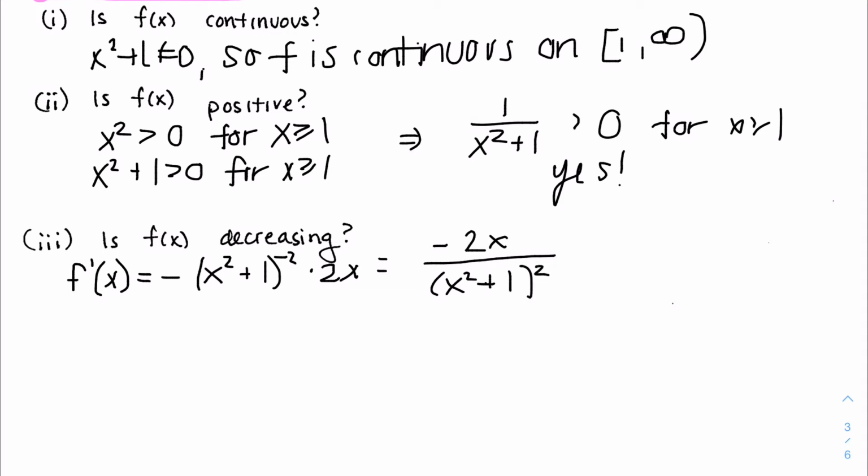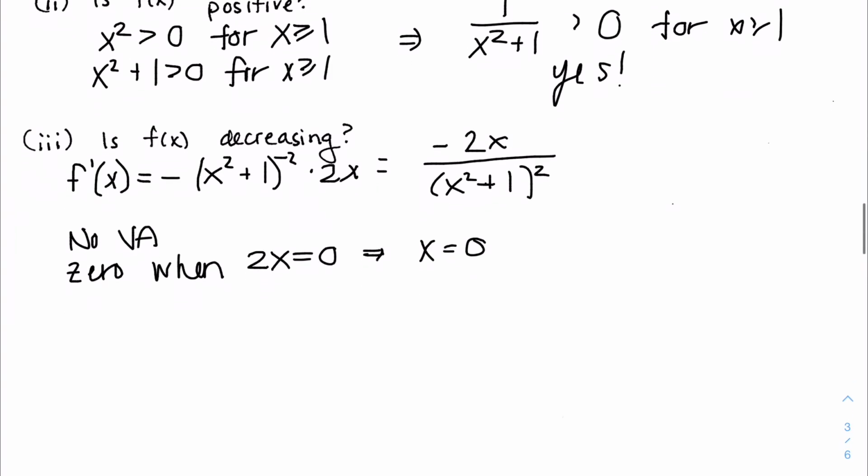Okay. So we need to do a number line to test where this is positive, where it's negative. So you want to look for two things. There's no vertical asymptotes, because that denominator is not equal to 0. And then you have a 0 when the numerator is equal to 0. So the only important point we have is when x equals 0. So we'll use that to break our number line up. We've got 0. We're looking at the derivative.